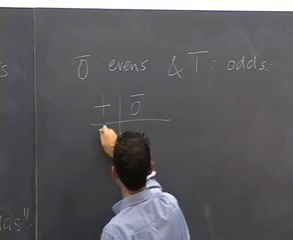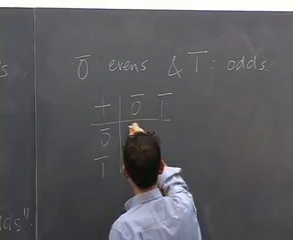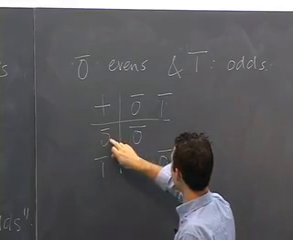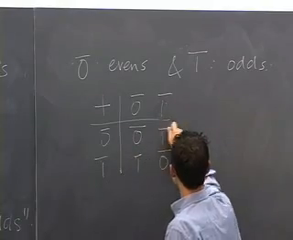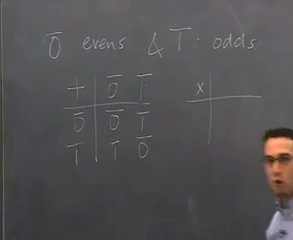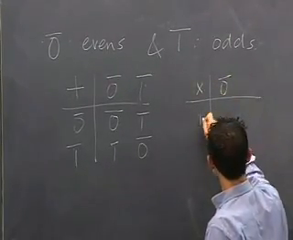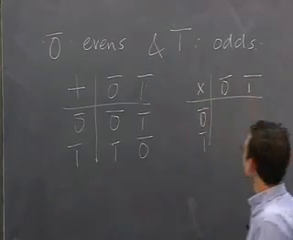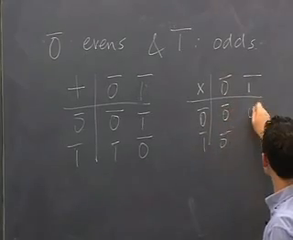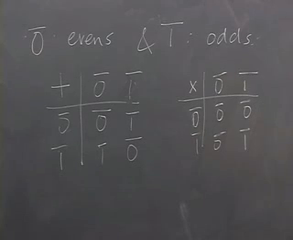If I add an even to an even, then I get an even. If I add an odd to an odd, I get an even. But if I add an odd to an even or an even to an odd, then I get something odd. Likewise, there's a multiplication table for evens and odds. If I multiply something that's even by something that's odd or even, then I certainly get something that's even. But if I multiply something odd by something odd, then I get something odd.